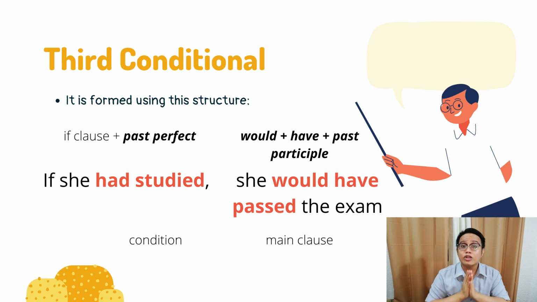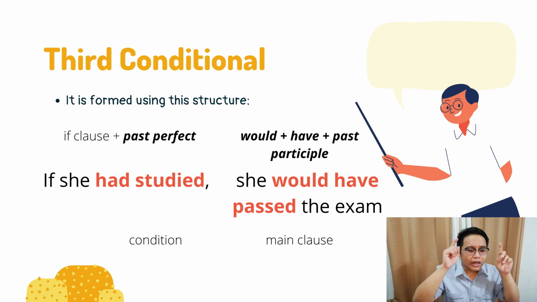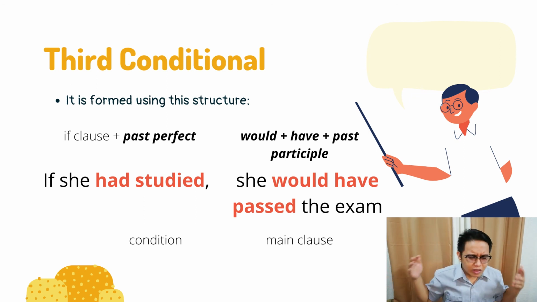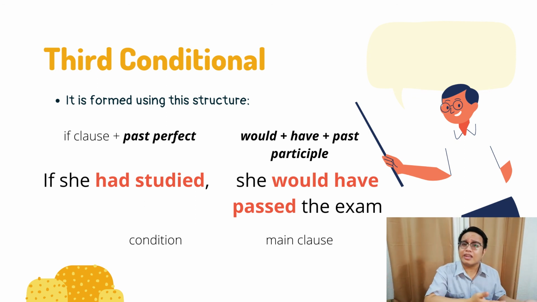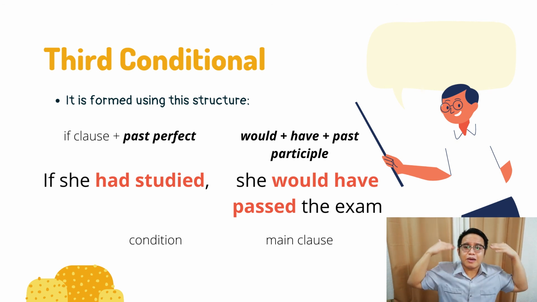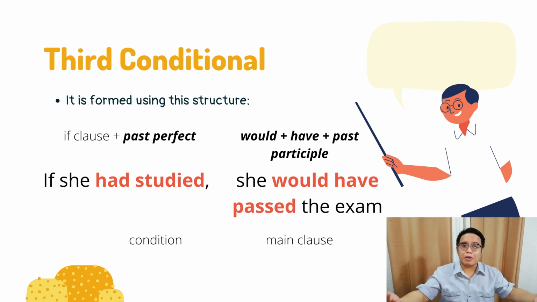Okay? Now that's the condition. So that means she did not study. But just for example, if she had studied, okay? So that means this can no longer be undone. This is imagining something in the past that we would like to happen, but it did not happen and it will not happen. So if she had studied, she would have passed the exam.